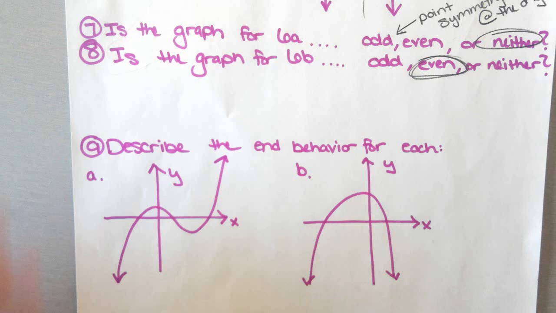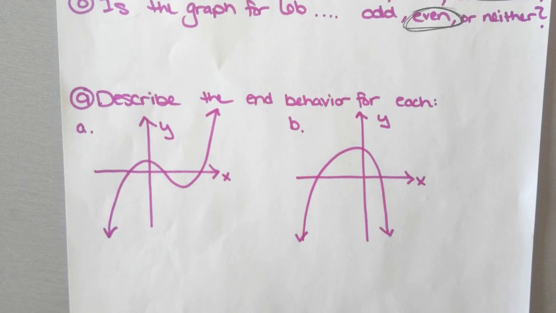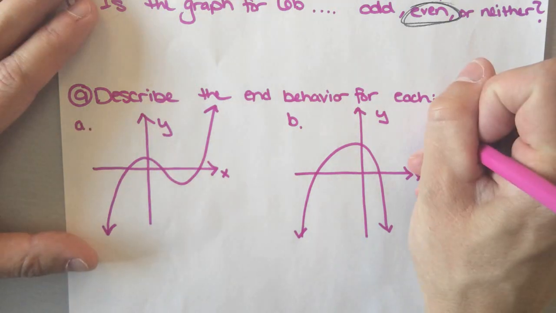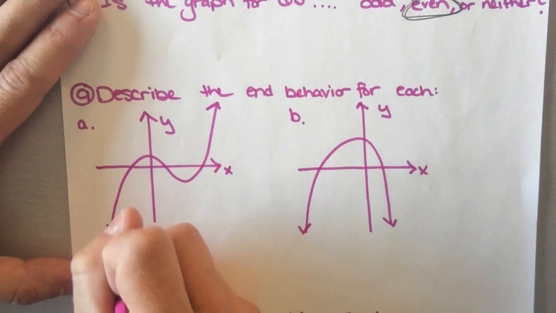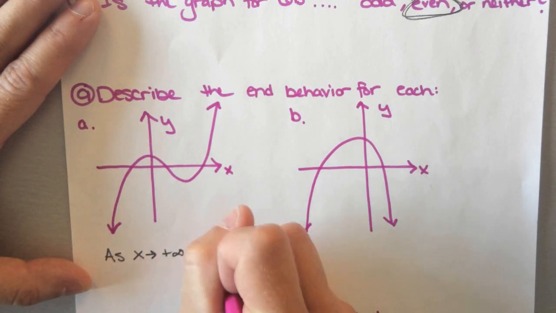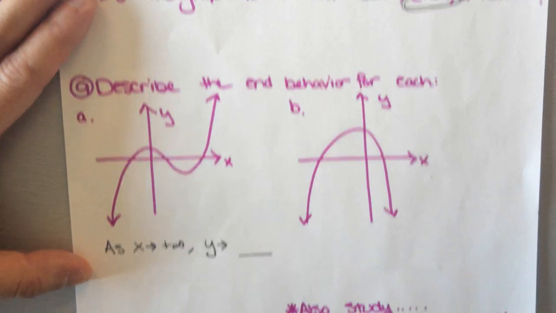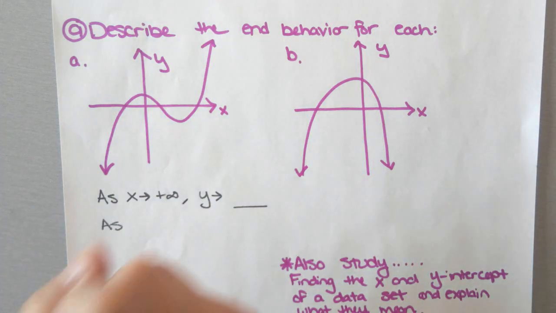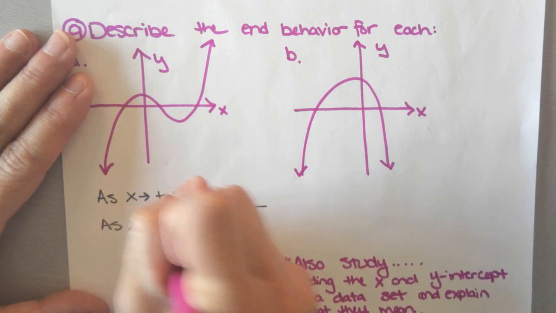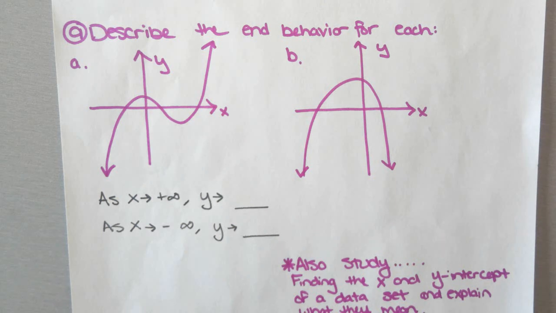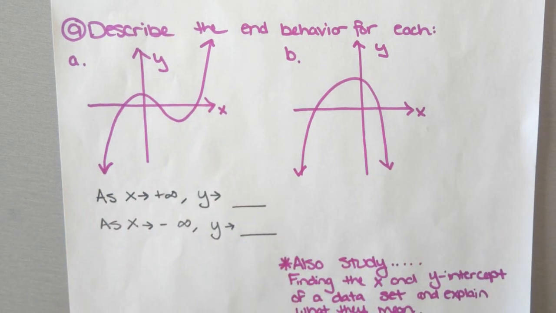Okay. Last one, erase and try this one. End behaviors. Let me give you a starter. As x approaches positive infinity, y does something, and we're going to fill in the blank for y. As x approaches negative infinity, y does something. So remember, we write this much every single time, and you need to fill in the blank.